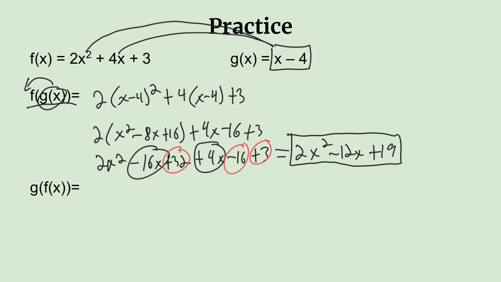If we do it the other way, we'll have 2x squared plus 4x plus 3 minus 4, which should be 2x squared plus 4x minus 1.